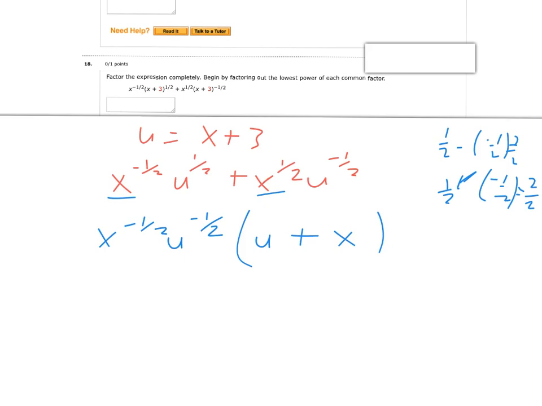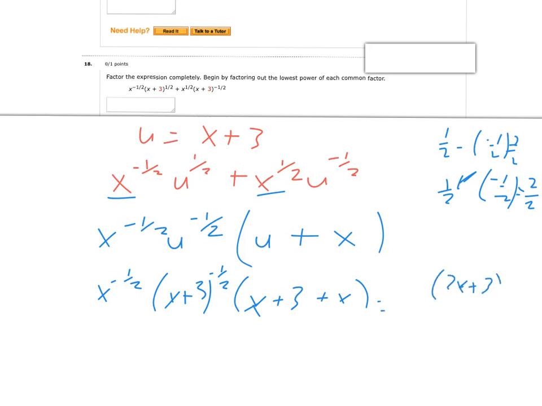Okay, so now I'm ready to plug back in. We got x, and I don't need parentheses for that, so x to the negative 1/2. And then we have x plus 3 to the negative 1/2. And then we have x plus 3 plus x. Nothing to distribute into that u, so I would just combine like terms and call this 2x plus 3. And then I would drop my negative exponents down to the bottom. So I would call this x to the positive 1/2 now since I moved it, and x plus 3 to the positive 1/2 as well.